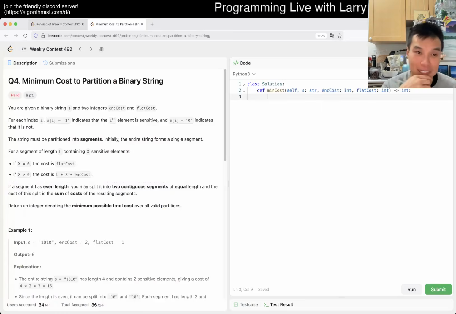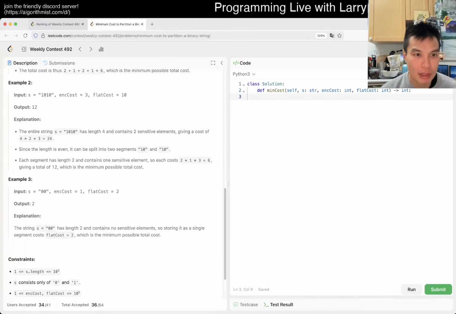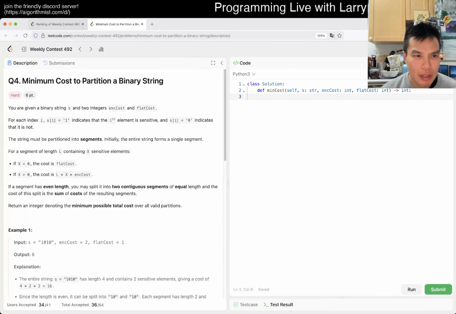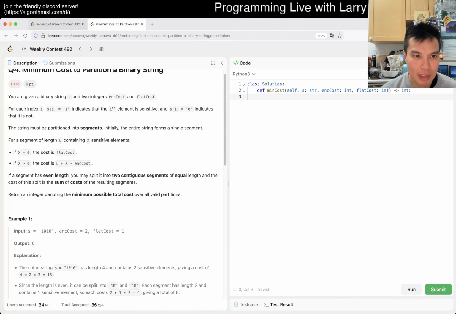Yeah. No cheating there. Q4 minimum. And this is gonna be a hard one for sure. N is big. Okay, let's see. S of i: 1 is sensitive, 0 is not sensitive, whatever that means. The string must be partitioned into segments. Single segment, length L. For x segments, if x is 0, the cost is 5, otherwise you have this thing.